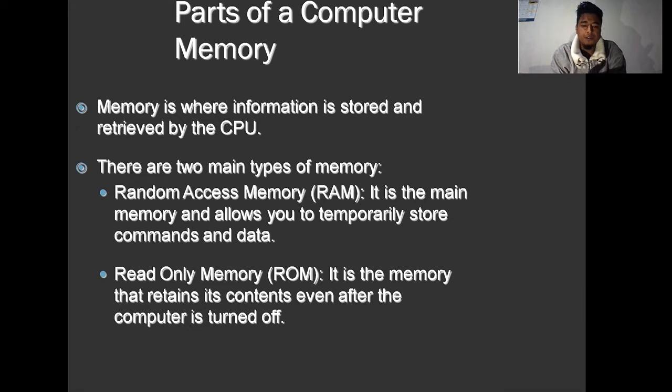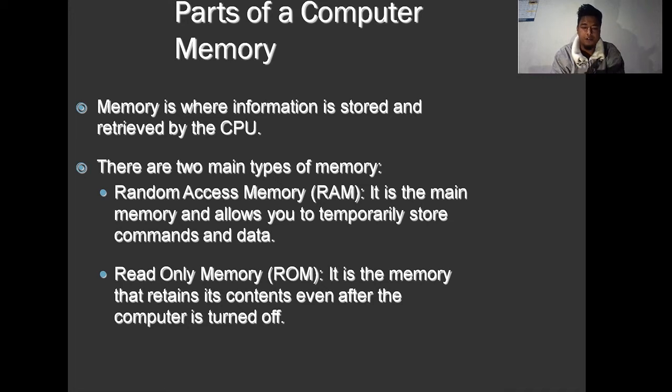One is RAM. It is the main memory that allows you to temporarily store commands and data. If I open Microsoft Word and type a lot of things there, what actually happens is that as I type, it's stored in the memory, the RAM. So if the lights go off, if the current is not there, then everything I typed will be lost unless there's an autosave. So that's how RAM functions.